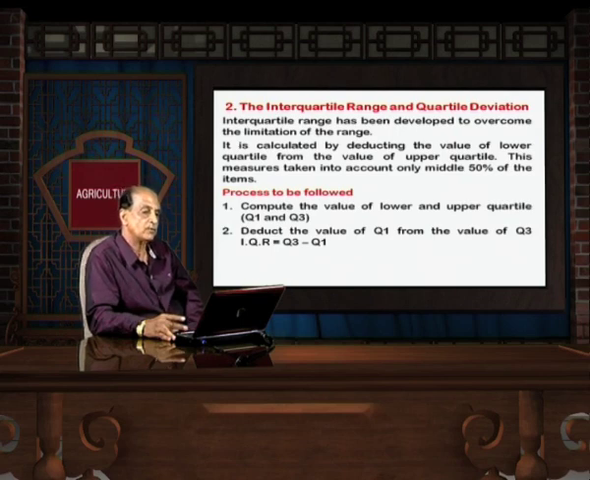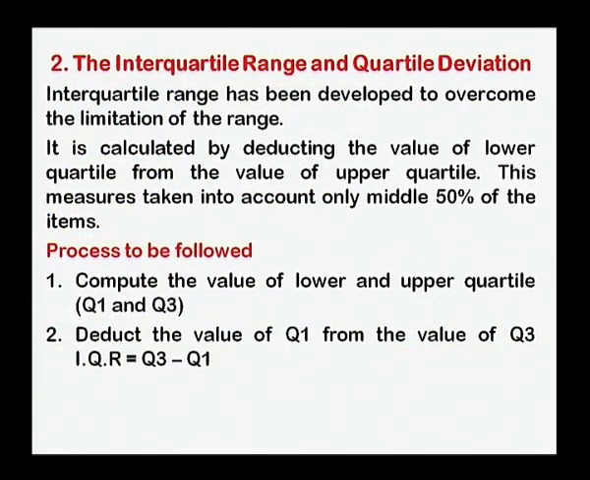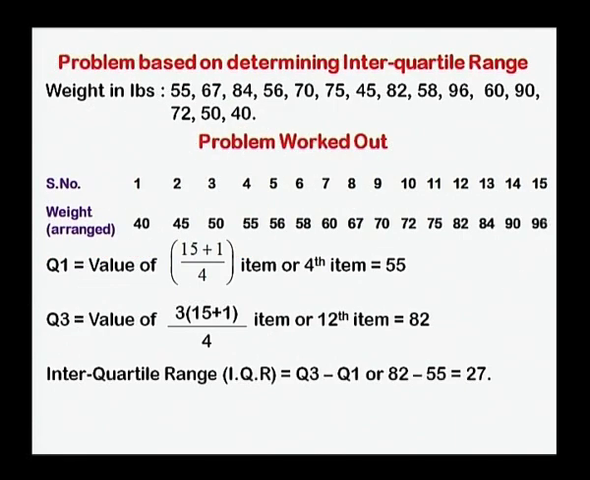Now, what is the process to be followed so as to calculate the interquartile range or quartile deviation? The first step is to compute the value of the lower and upper quartile, that is Q1 and Q3, and deduct the value of Q1 from the value of Q3. So, the interquartile range is equal to Q3 minus Q1. Now, we discuss a problem based on determining the interquartile range. The weights given are 50, 55, 67, 84, 56, 70, 75. So, these are the weights given. Now, we calculate Q1 and Q3.